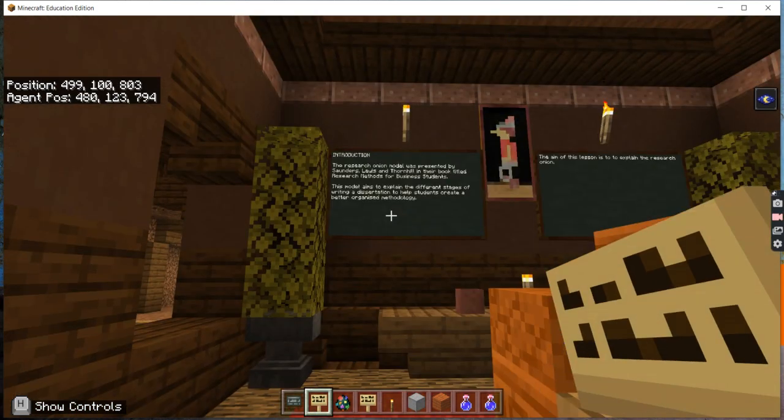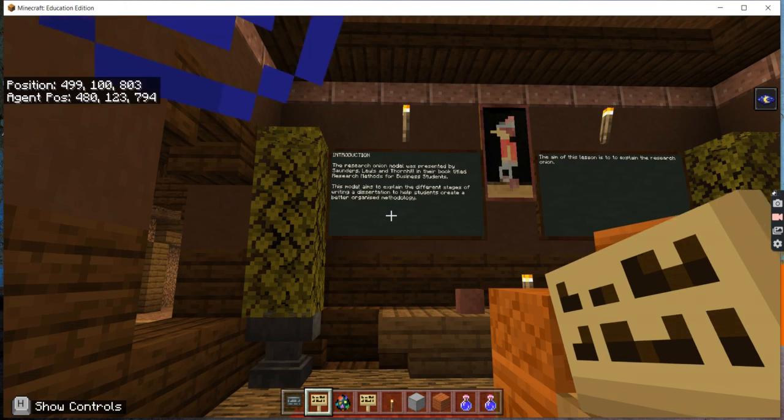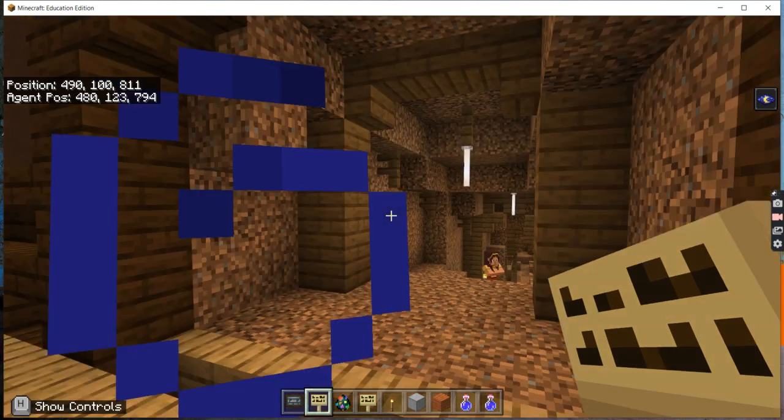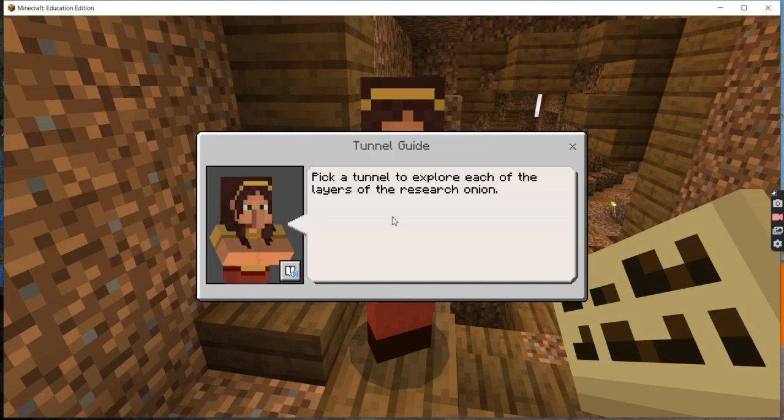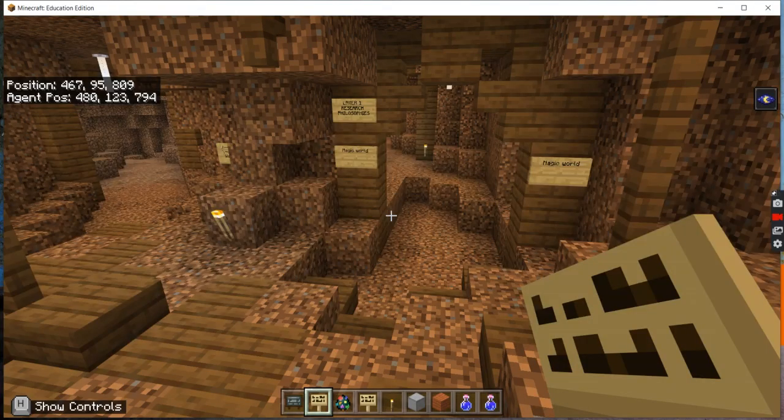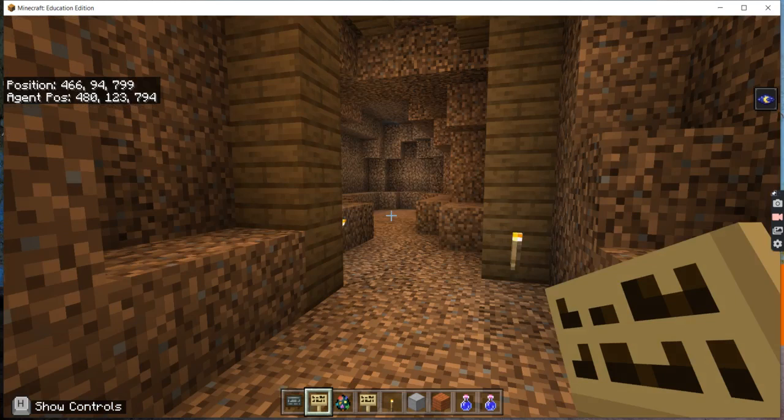The research onion describes the different decisions you will need to make when developing a research methodology. Moving along to learn, and this will be our guide. Pick a tunnel to explore each layer. That's what we will be doing. First layer being the research philosophy.